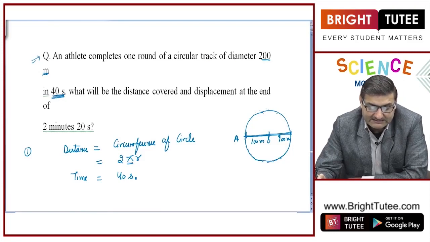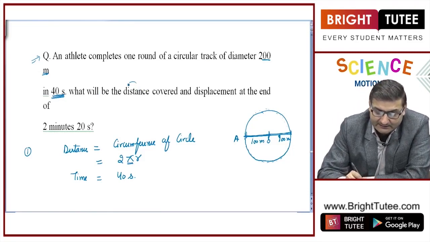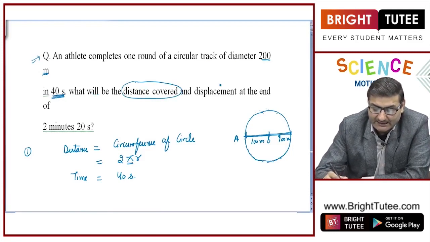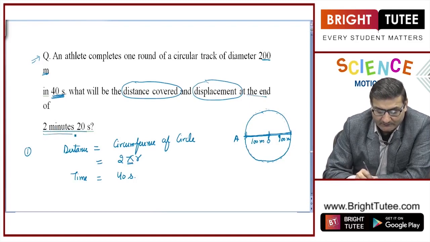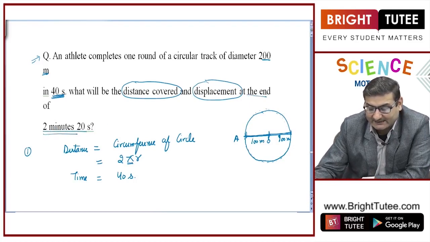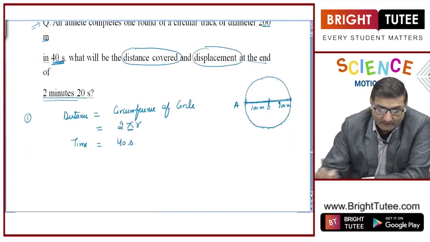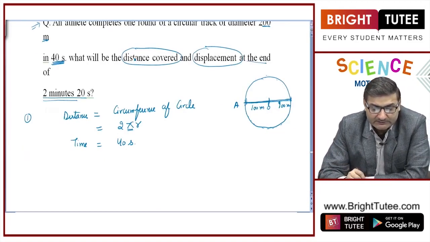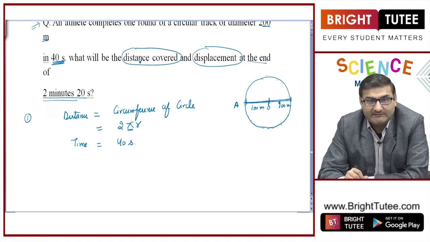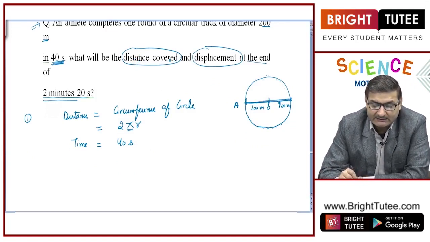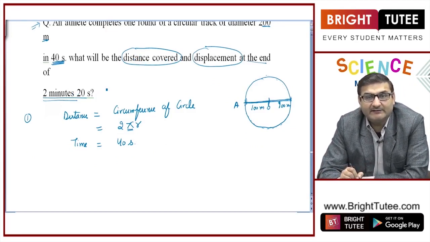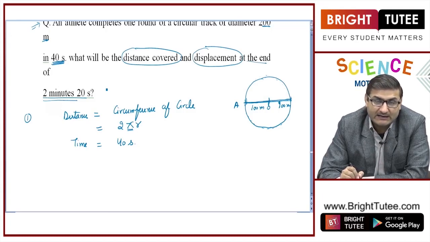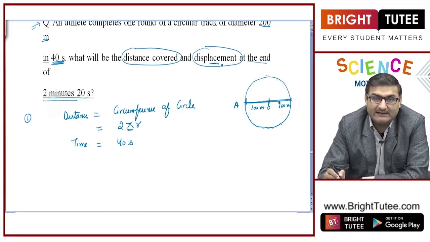Now, what we are being asked in the question is, what will be the distance covered and displacement at the end of 2 minutes 20 seconds. He is asking how much path or distance will this athlete cover in these 2 minutes 20 seconds, and where exactly he will finally be positioned after the end of 2 minutes 20 seconds, because that is what displacement is.